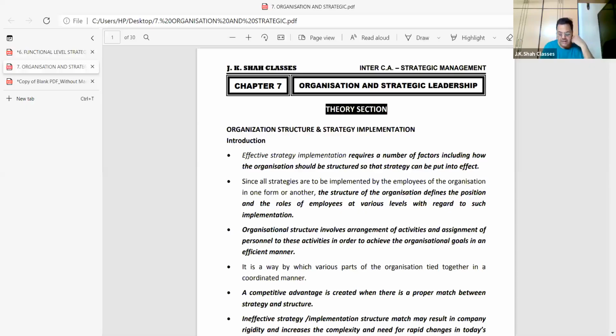Chapter number 7, students: organization and strategic leadership. I'll explain a part of this chapter today. We'll start with it, students. Listen. Now, this chapter is the second last chapter. One more chapter and the syllabus is over.